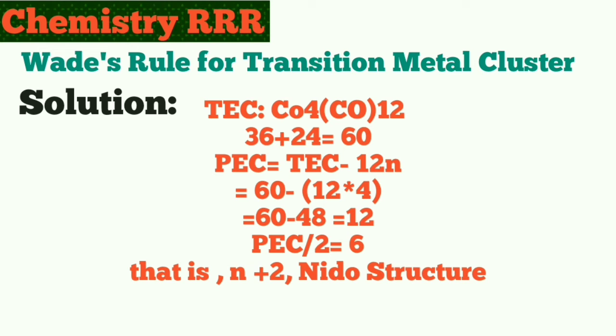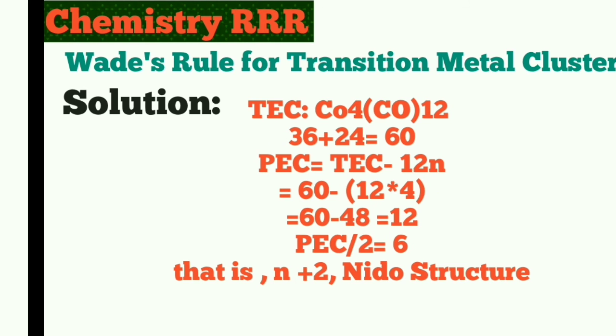The polyhedral electron count is equal to the total electron count minus 12n, where n is the number of metals present in the cluster, which is equal to 60 minus 12 into 4, which is 60 minus 48, that is 12. Then we have to divide the polyhedral electron count by 2, which is 12 upon 2, that is 6. So put 6 in the format of n plus the remaining value. Here n is the number of metals, so 4 plus 2, that is n plus 2. The structure is nido structure.